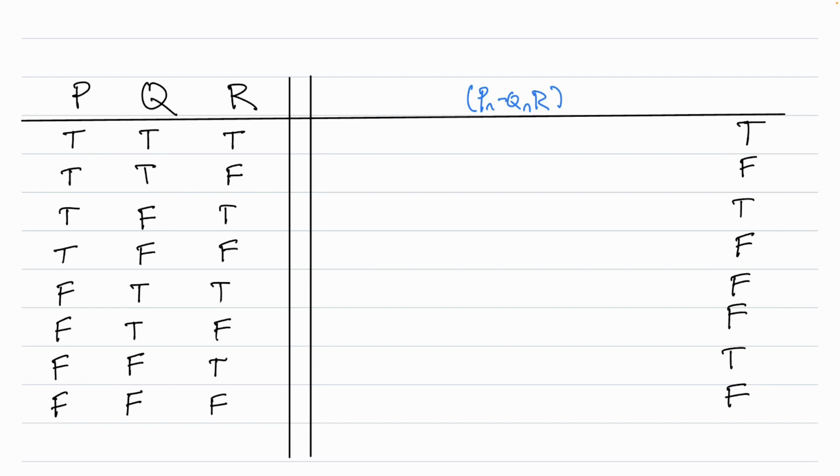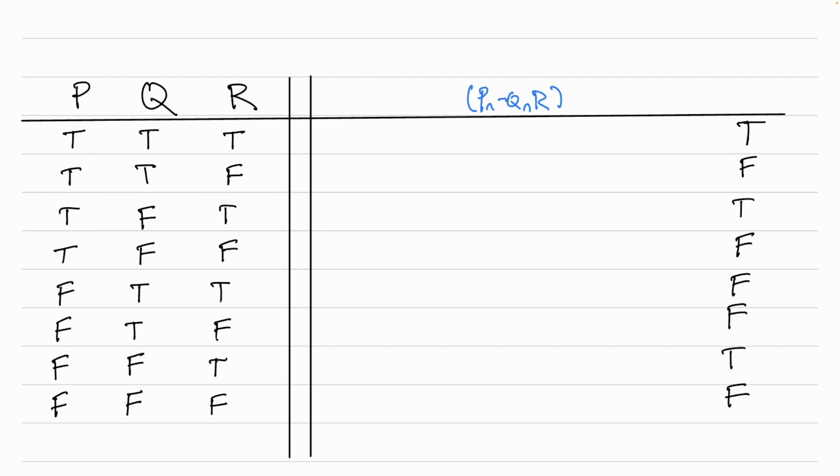To see why that formula is true in row 3, note that in row 3, P and R are both true, so the first and third conjuncts of P and not Q and R are both true in row 3. Moreover, Q is false in row 3, so not Q is true in that row. So the second conjunct is also true in row 3. So all the conjuncts of P and not Q and R are true in row 3, so that formula is true in row 3.